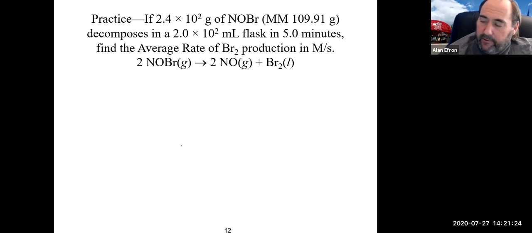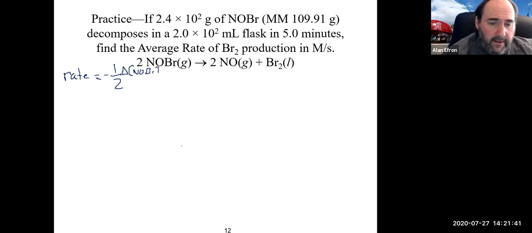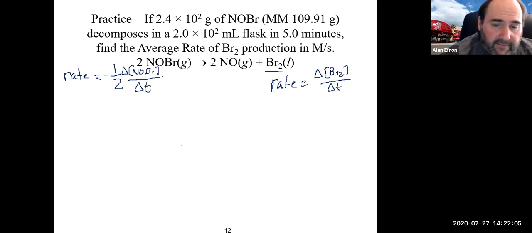So again, if you just want to approach it like we did the last one, we could really take the two things that we have information about or we're trying to find. So the first thing is the NOBr. And if we write the rate expression, that's going to be minus, because it's a reactant, 1/2 change in the concentration of NOBr divided by the change in time. We're interested in Br2 as well, and that would be the rate equals, it's a product, so it's positive, also has a 1 for the coefficient, so it's 1, and basically would be the change in the concentration of Br2 over change in time.